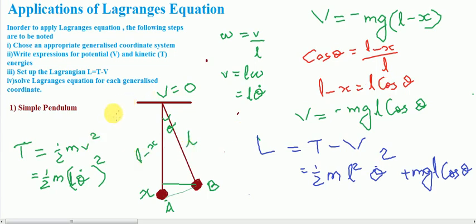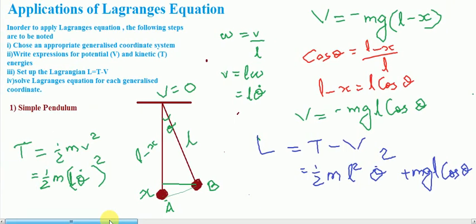Now the third step. What's the third step? Set up the Lagrangian. What is the Lagrangian? L equal to T minus V. That is, substitute the terms for T and V. T is half m l square theta dot square. Then V is minus mgl cos theta. Substituting that, we got the Lagrangian of a simple pendulum: L equal to half m L square theta dot square plus mgl cos theta.